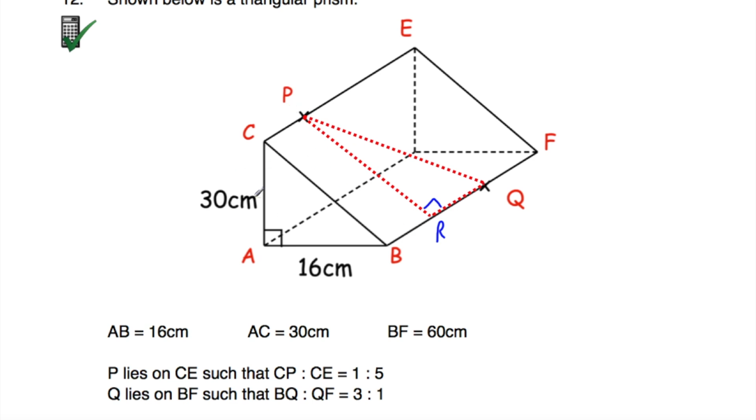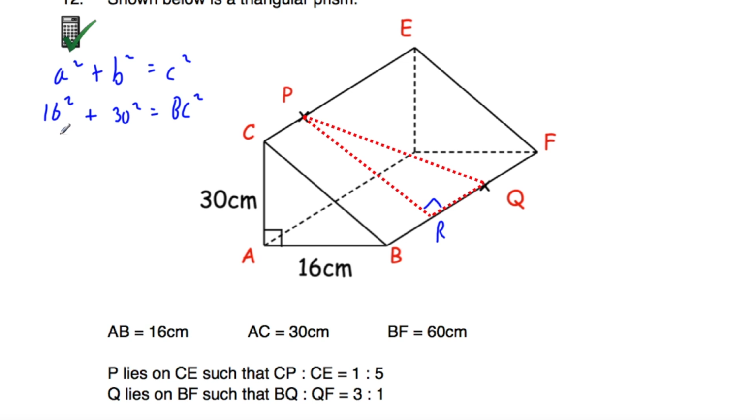So if we look at this triangle ABC, let's use Pythagoras' theorem to work out the length of BC. So let's do that. So we've got our two shorter sides. So if we use our A squared plus B squared equals C squared. Our two shorter sides are our 16 and our 30, and our BC is our longest side. So we're going to have A squared is 16 squared plus B squared is 30 squared is equal to BC squared. So let's work this out.